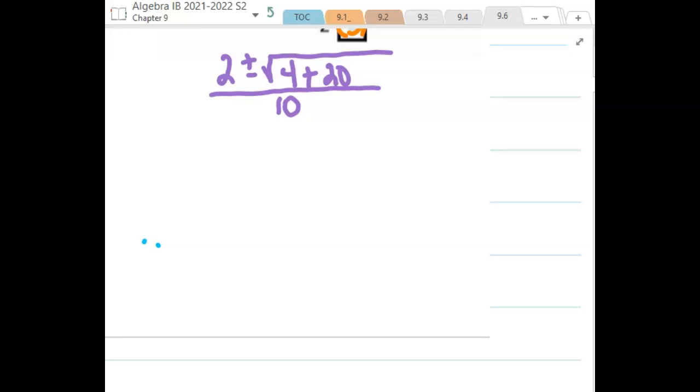Okay, so when you're looking at your problem and deciding what to do next, I can't really do anything with the 2 plus or minus, but under the radical sign, I can take 4 plus 20, that gives me 24, all over 10.